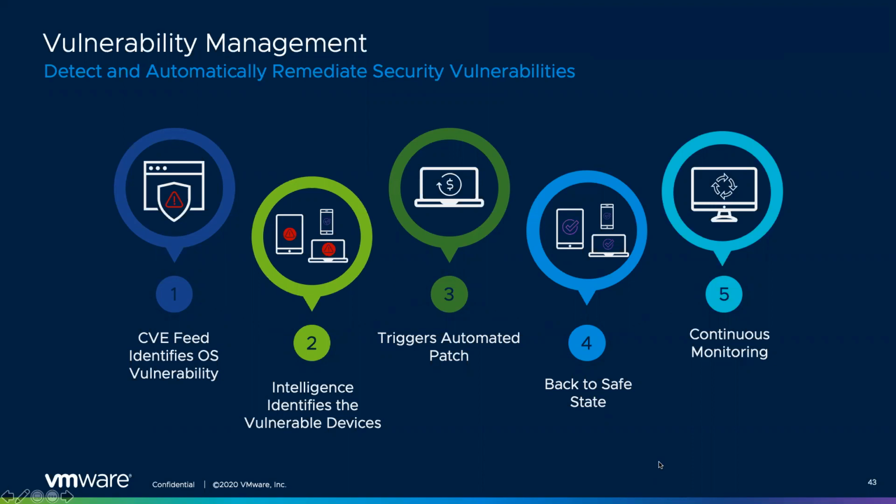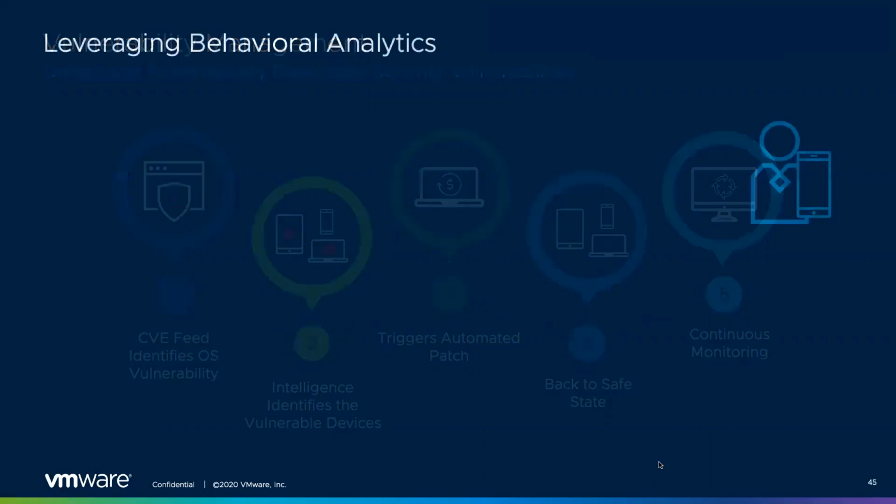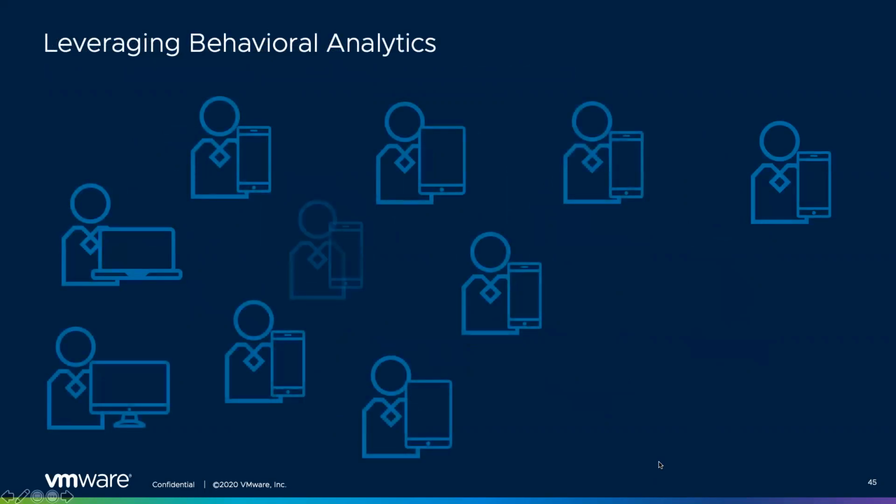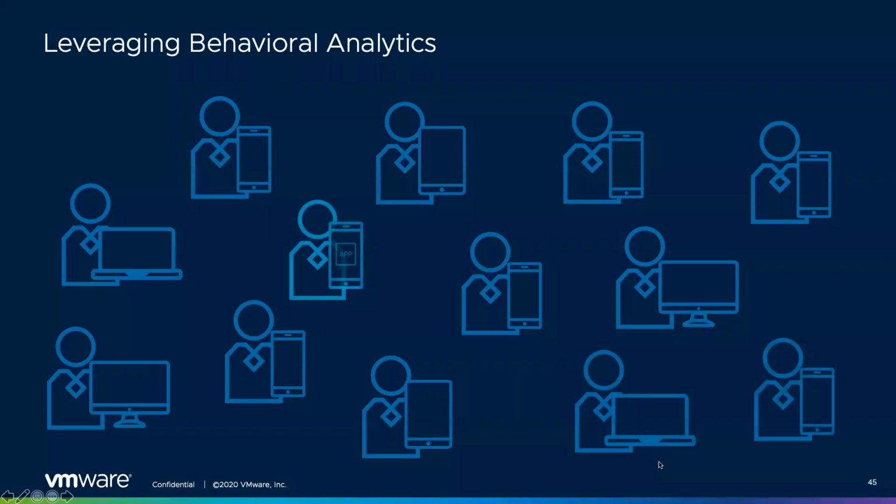So whereas this might have been a manual process in the past, this can all be automated with the intelligence platform. And something that we introduced in the last year or so is this concept of end user behavioral analytics. So we're actually looking at the end user's behavior and what they're doing with their devices, and we're able to assign them a risk score.